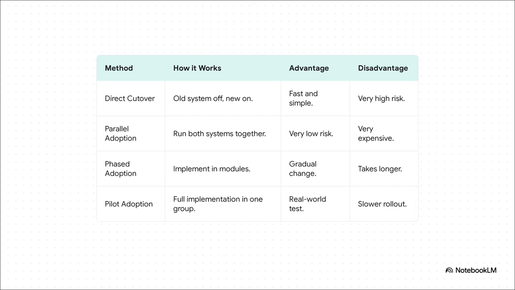And this is where that kind of thinking gets super practical. Let's say you're launching a new system. You've got choices, and they have real-world consequences. A direct cutover? That's fast and simple. You just flip a switch. But if it fails, boom, you're offline. Very high risk. The opposite is parallel adoption. You run both systems at once. It's super safe, but also crazy expensive. When you see it laid out like this, you're not just memorizing methods. You're learning how to think strategically.